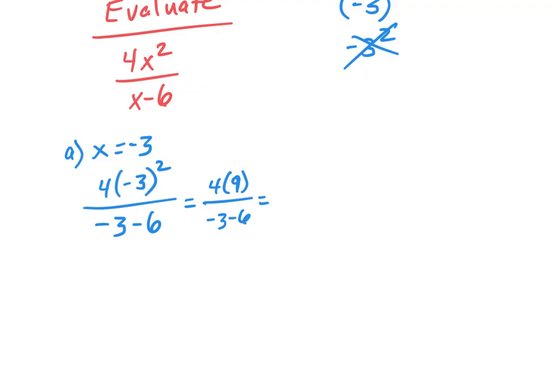Okay, parentheses first. We don't have any exponents left. So now we're going down multiplication and division from left to right. Well, there's only one multiplication problem here, which is 36 on top. Negative 3 minus 6 is negative 9. And we finish evaluating it, and we get negative 4.